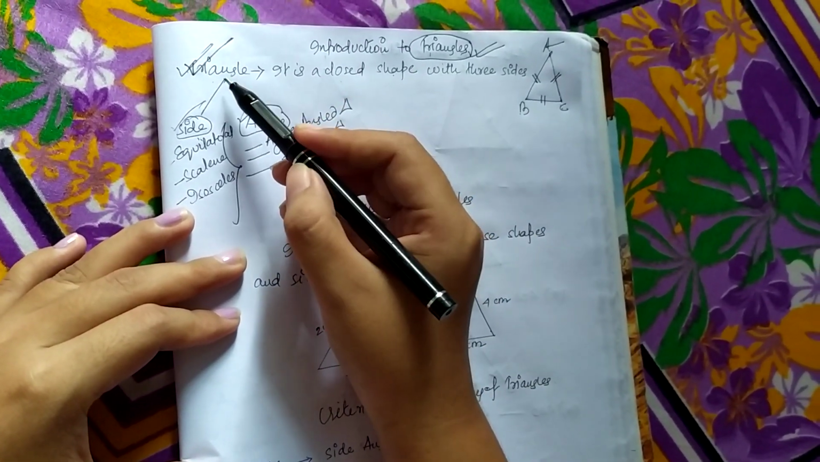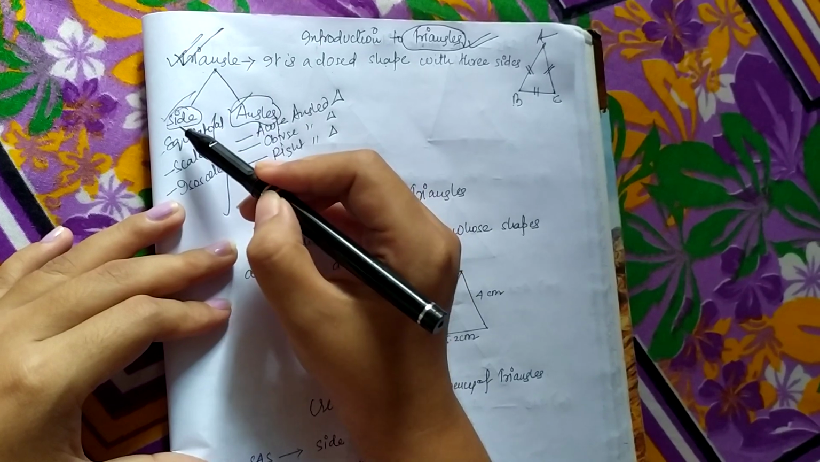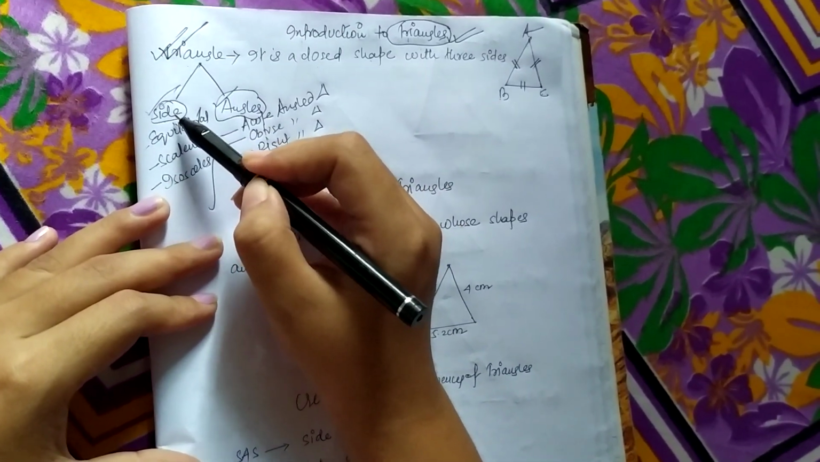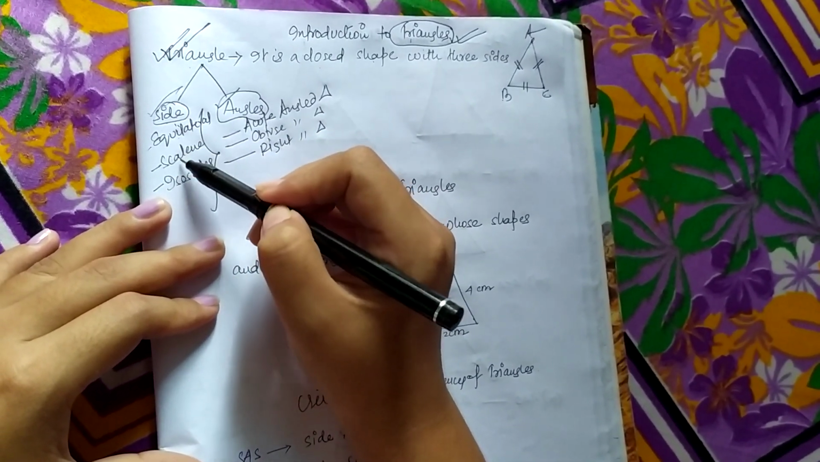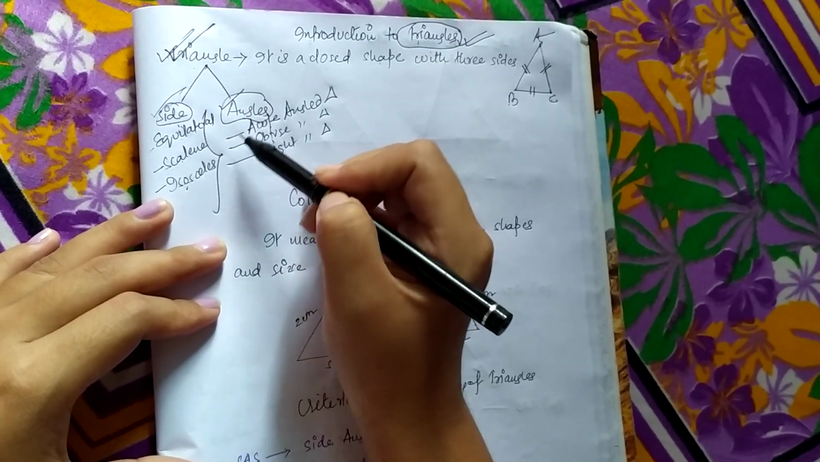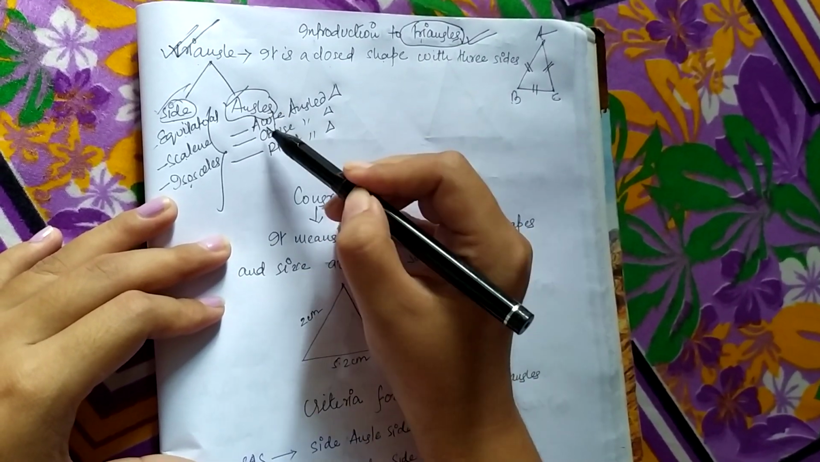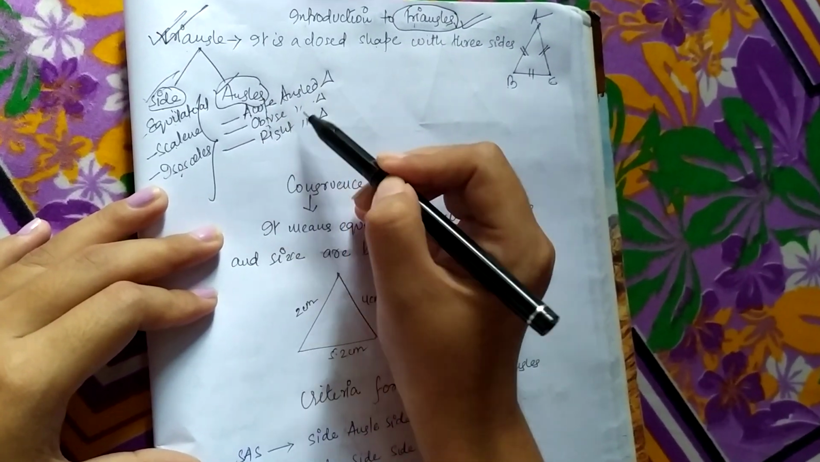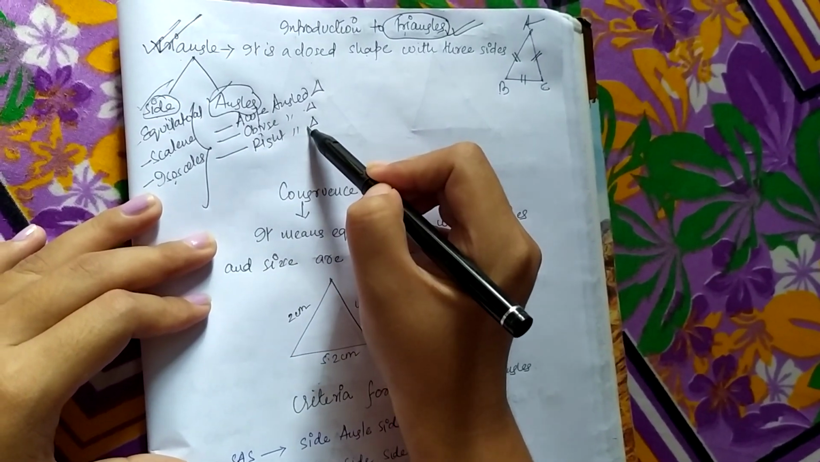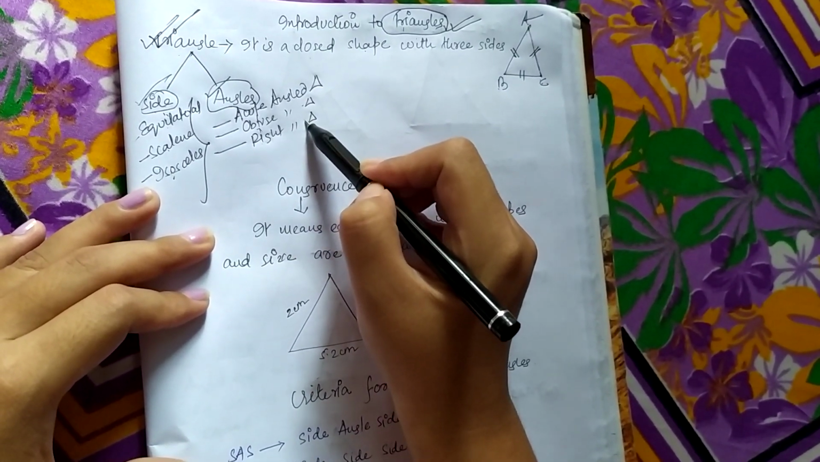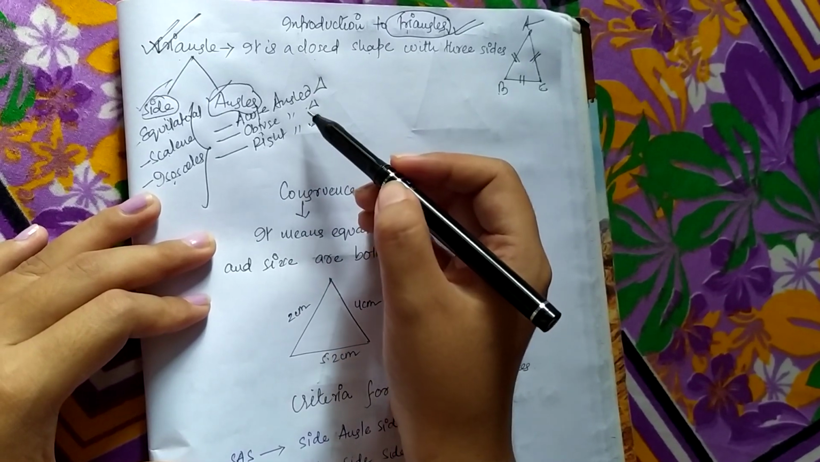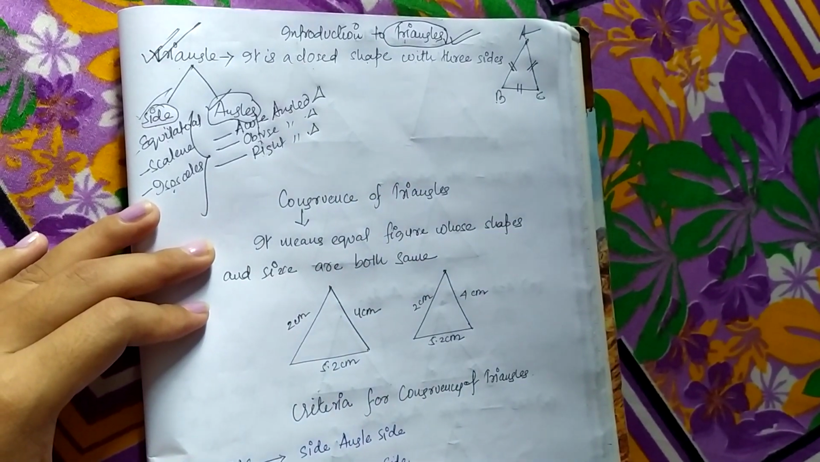So basically we have two types of divisions, depending on sides and angles. Depending on its sides, we have equilateral, scalene, and isosceles triangles. Depending on its angles, we have acute angle, obtuse angle, and right angle triangles. Let us first discuss them. It is just a revision of the known concepts.